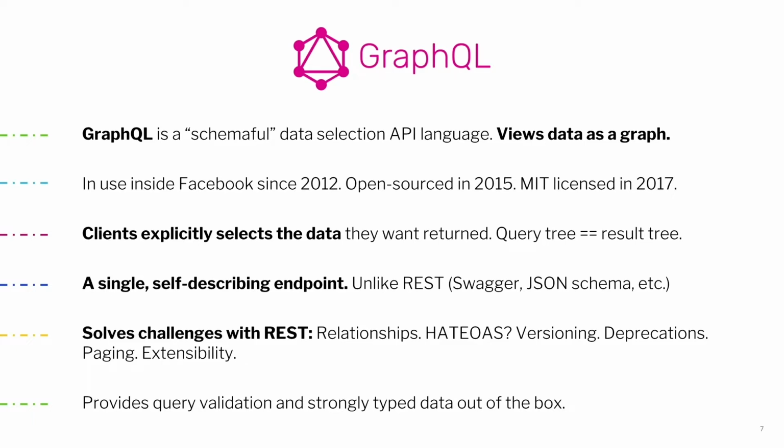So it's a single self-describing endpoint, unlike REST where you have to navigate through a series of resources. It also contains a self-description that with REST you have to layer on, with Swagger or JSON RPC or another layer, to give it that schema structure.